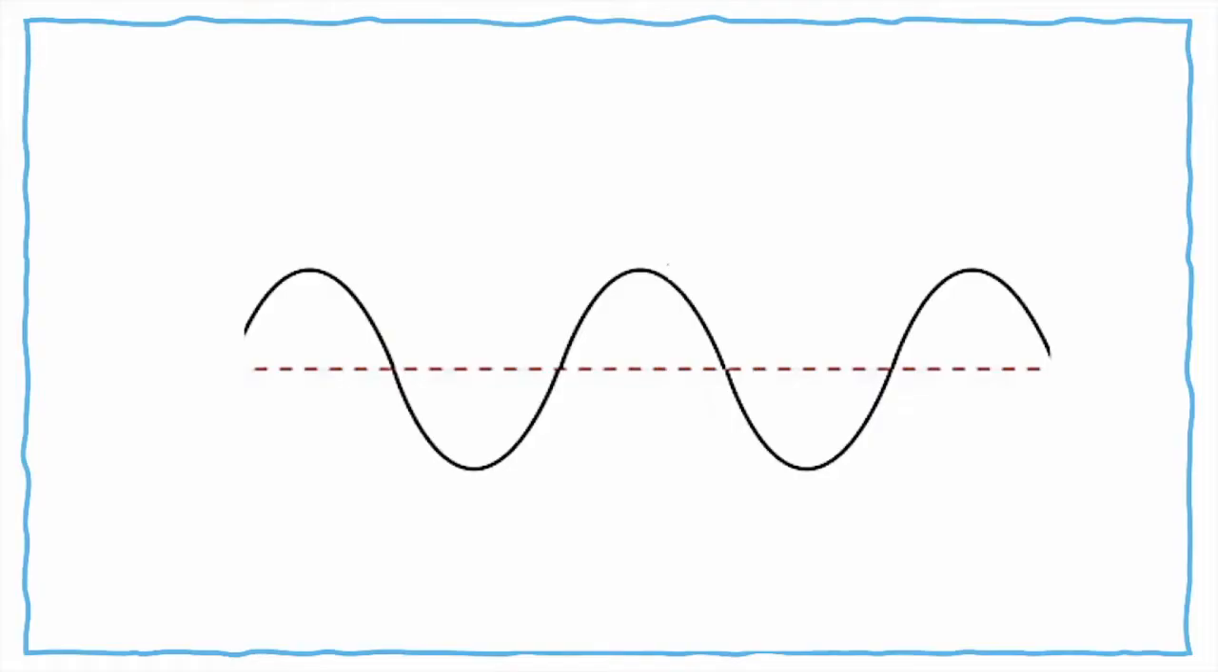Let's talk about the anatomy of a wave. When we look at this diagram of a wave, we notice that we have a crest. That's the top part, the top of the hill of the wave. We also have a trough. That's the lowest point in the wave, or the valley.